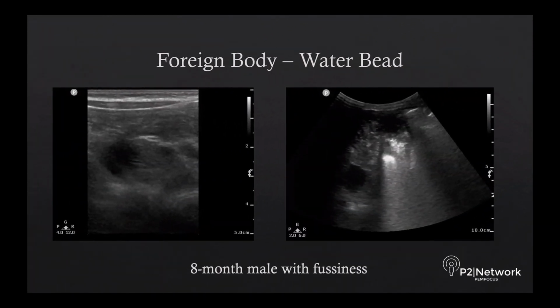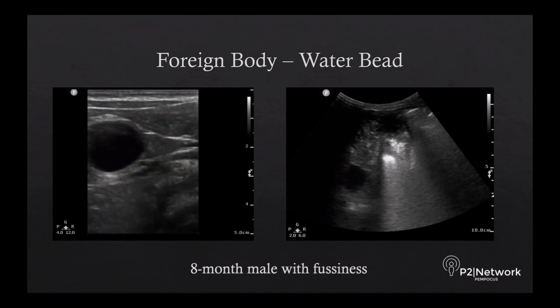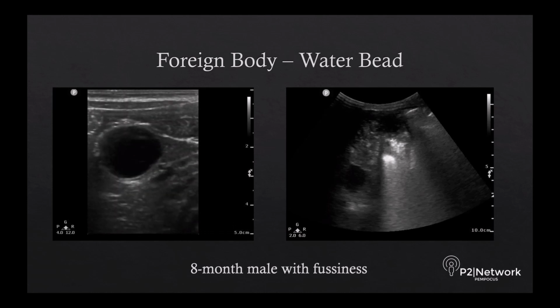Here we have a very different foreign body. In this case, this was an 8-month-old male who presented with fussiness. Point-of-care ultrasound was used to evaluate for causes of fussiness, including intussusception and foreign body. On the left, we have a view with the linear transducer placed in a sagittal axis in the epigastric region. And what you start to notice is there is this hypoechoic rounded structure sitting within this region.